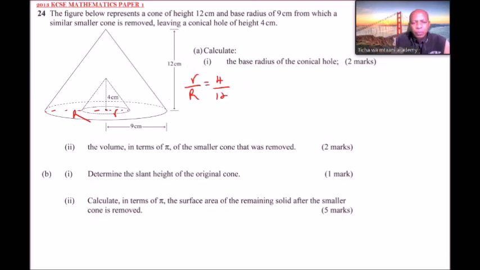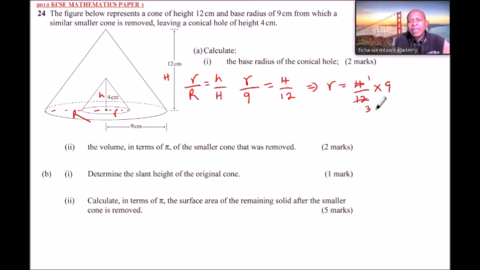Just to be consistent, we can say this is our big H, this is our small height, and therefore this becomes very simple, because what we are looking for is r. r divided by the radius of the big cone, which is 9 centimeter, is equal to the height of the small cone, 4, divided by the height of the big cone, 12. This implies that r, the radius of the small cone, is 4 divided by 12, multiplied by 9. So you can simplify here. You divide by 4, you get 1. Divide by 3, and that will give you r equals 3 centimeters. So that is the radius of the small cone.